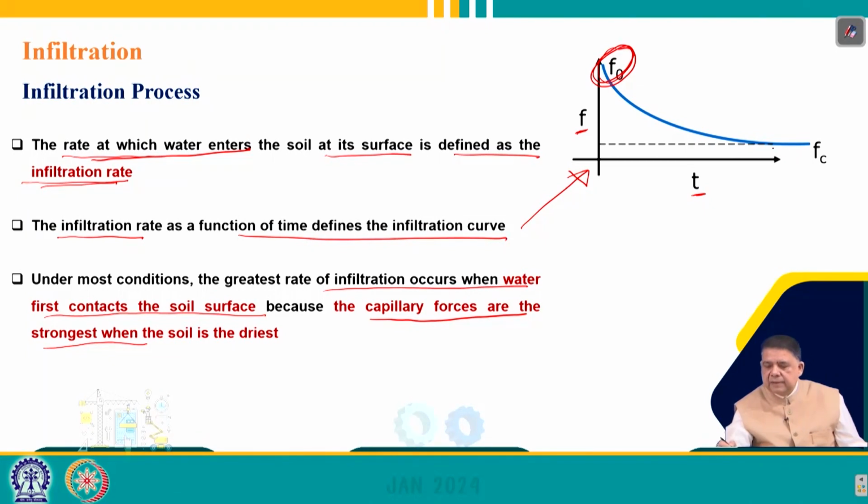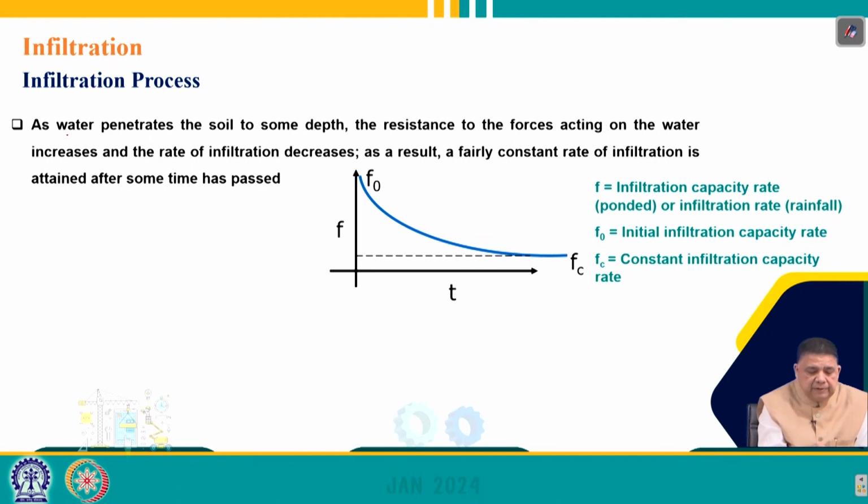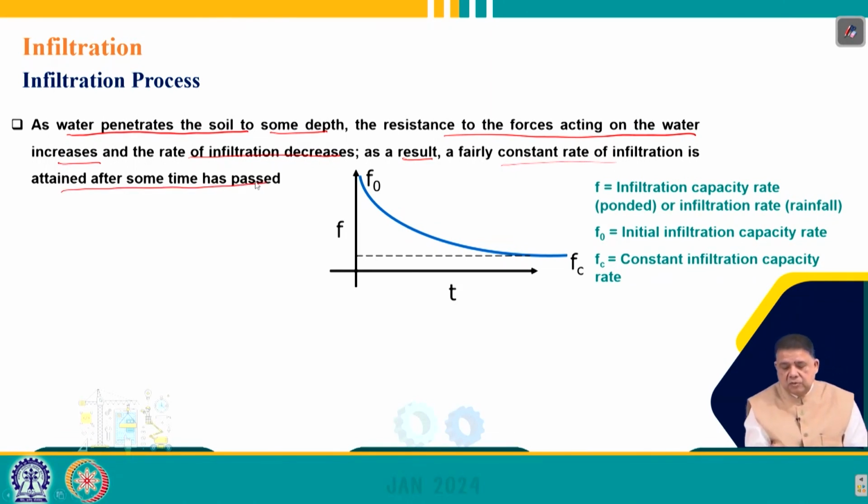But as you can see, it gradually reduces. What happens is that as water penetrates the soil to some depth, the resistance to forces acting on the water increases and the rate of infiltration decreases. As a result, a fairly constant rate of infiltration is attained after some time has passed. So, if you see here, it starts at a very high rate and then it starts decreasing, and if the infiltration experiment is continued for a longer period of time, then it becomes almost constant, as you can see here.